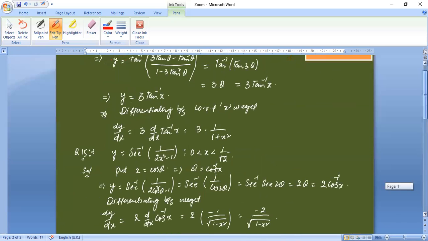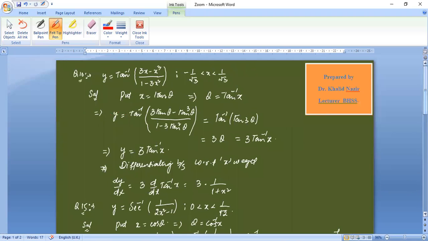Now let's move to one more question, question number 10 of this exercise. y is given as tan inverse of 3x minus x cubed divided by 1 minus 3x square. We have various questions of this type. The best method for these questions is substitution, because the argument of these inverse functions becomes simpler by substitution methods.